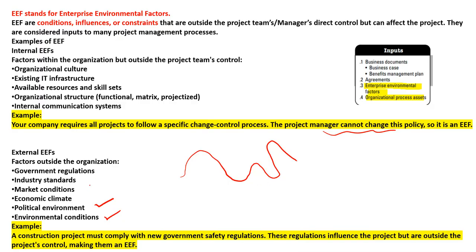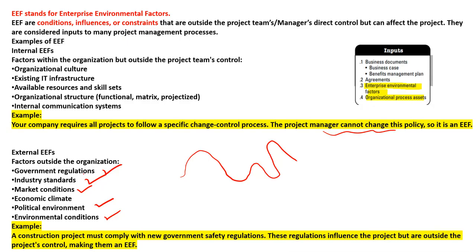Just go through these: government regulations, industry standards, market conditions. Sometimes in the A, B, C, D options they will write government regulation, and the question will be which one is the enterprise environmental factor.